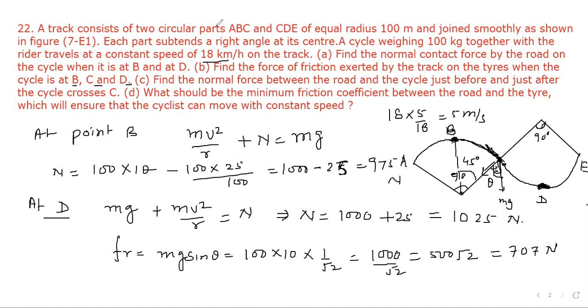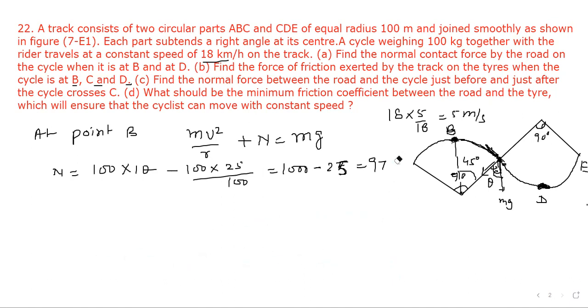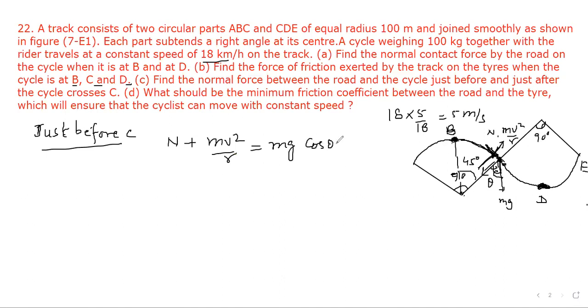Now, the next case. Let's delete this. So just before point C, at this point, we have to consider the situation. So mg cos theta will act toward the center, and normal force will act in the outward direction, and centrifugal force will also act in the outward direction. So we can say N is in this direction, mv square upon r is in this direction, and mg cos theta will act in this direction. So just before C, N plus mv square upon r equals mg cos theta.